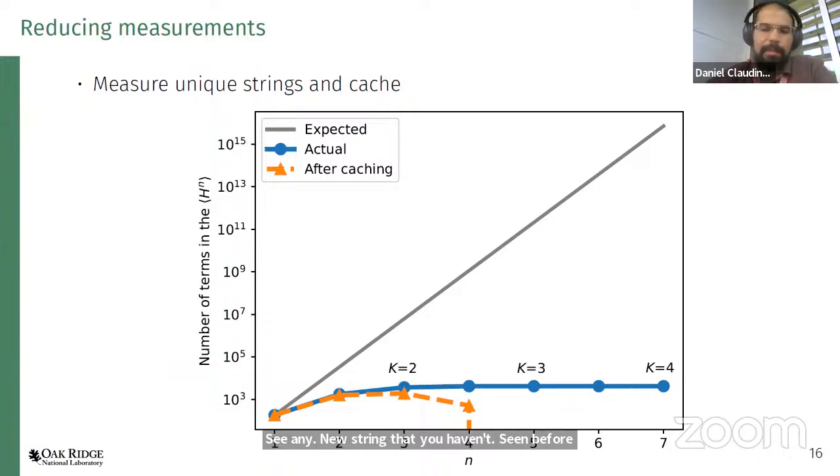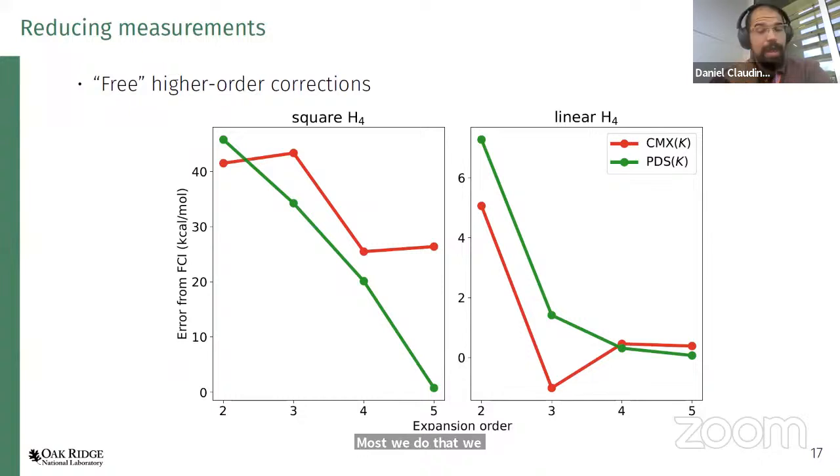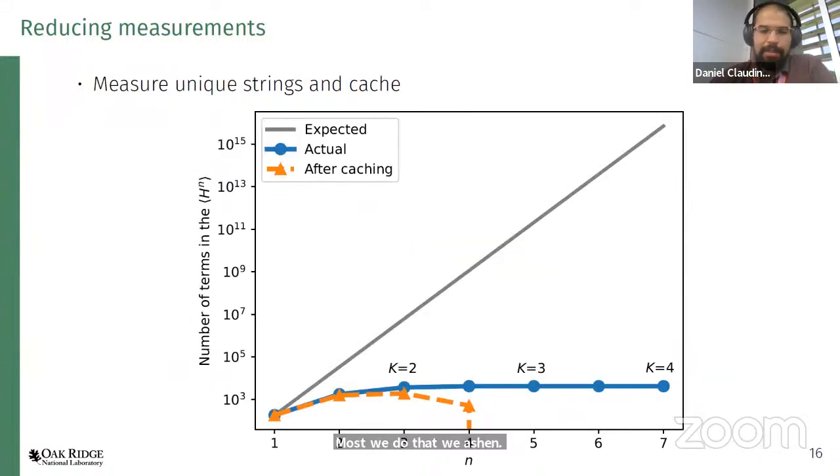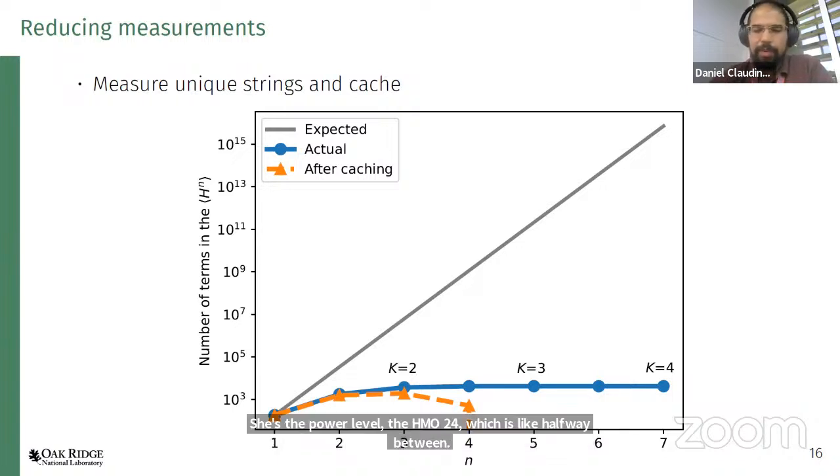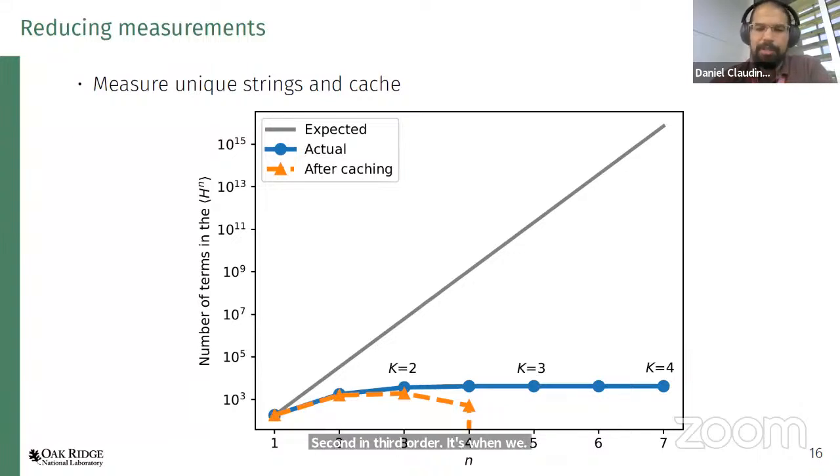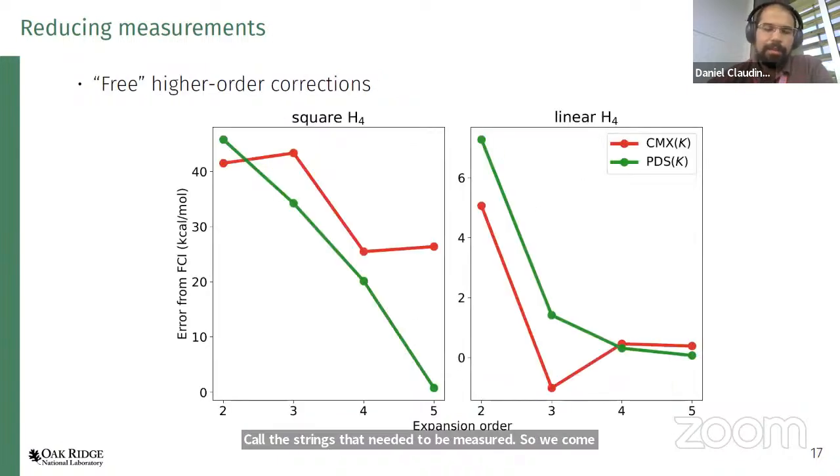And that's when I came up with this idea of let's just measure them once and keep them and go back and forth so that we don't measure things more than once. And once we do it, we cache them. So going back here, we see that when n, which is the power of the Hamiltonian, is 4, which is like halfway between second and third order, that's when we exhaust all the strings that needed to be measured.